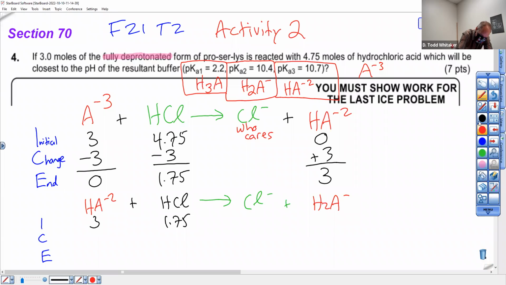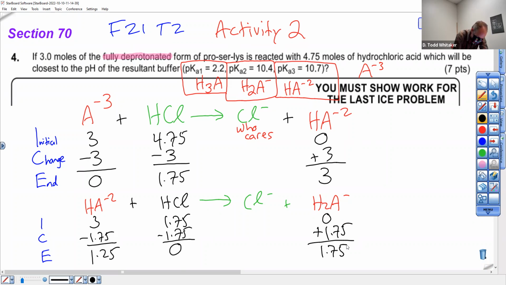So we started with 0. Which one's limiting this time? HCl. You can only react 1.75. Minus 1.75 for both. 0, 1.25. Plus how much here did you make? H2A minus, how much did you make? Correct.